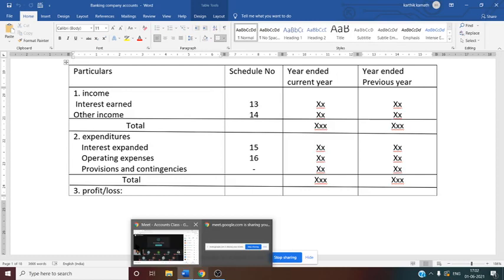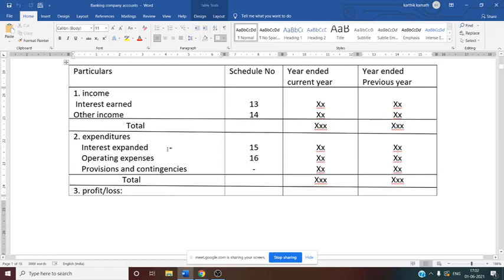Deposit means all forms of deposit accounts, that is savings bank account, recurring deposit account, FD account. All these accounts, interest paid by the bank to the customer comes here, interest expended by the bank. That is point number 15. Then point number 16 is regarding operating expenses.